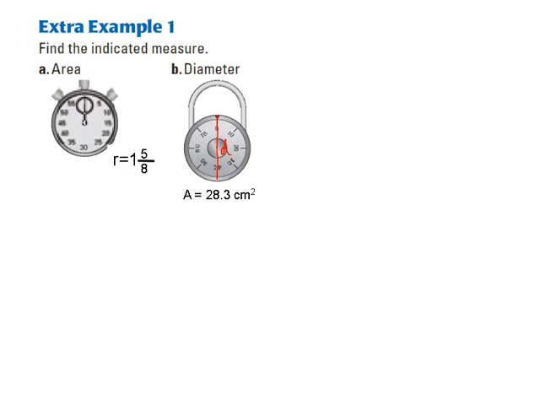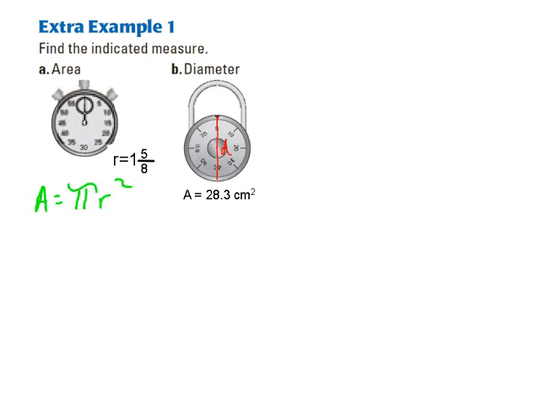Extra example 1. Here we're finding the areas of circles and the areas of sectors of circles. In this first problem, they asked us to find the area of this stopwatch, which is a circle. So we can go area. What is that area formula? That's pi r squared. So we go area equals pi r squared.